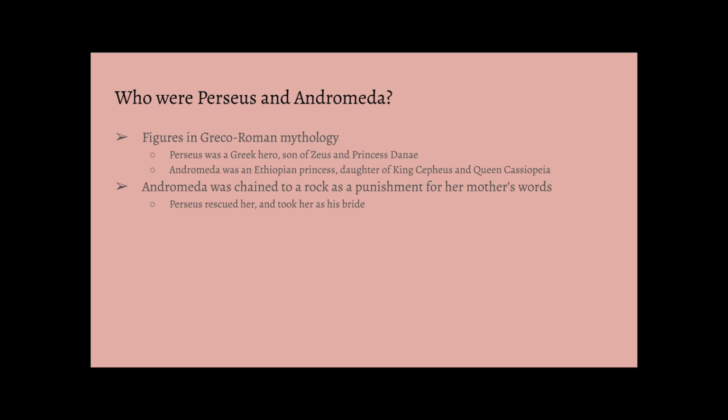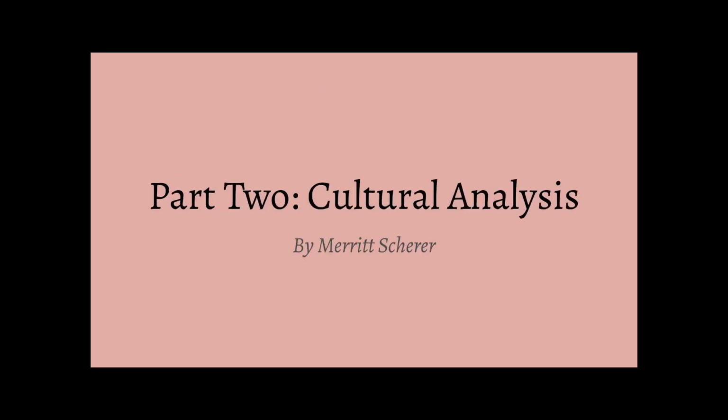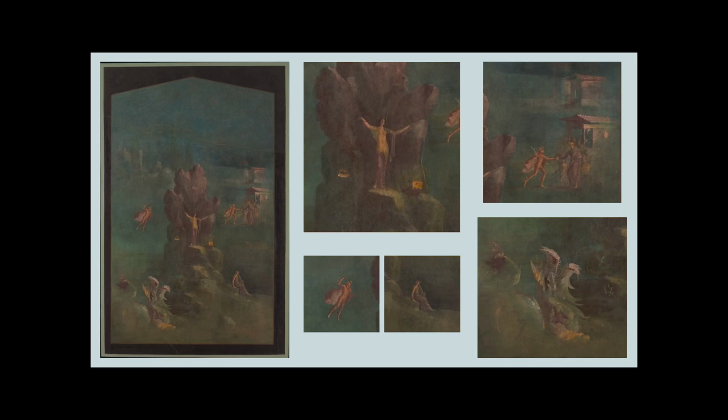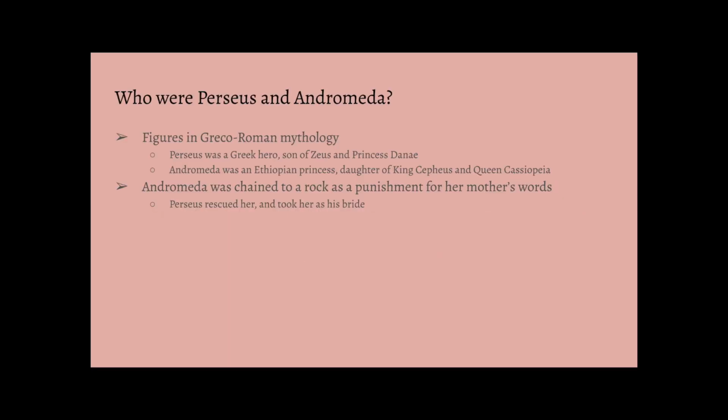As the story goes, Andromeda's mother was bragging about how her daughter Andromeda was the most beautiful of all the Nereids, or more beautiful than all of the Nereids, and Poseidon took great offense to this, as they're sea spirits, and chained Andromeda to a rock and was going to set a sea monster after her, which we can see depicted in the art here.